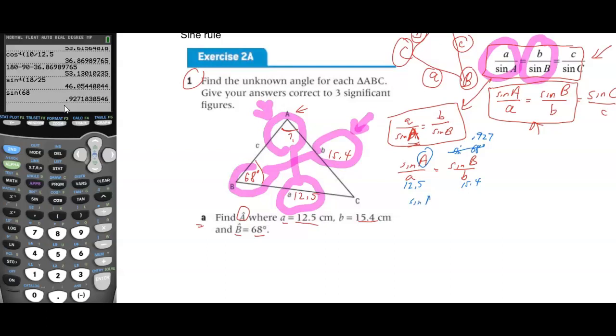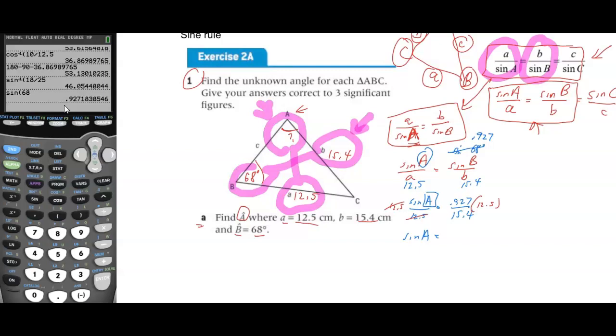All right, so now we have simplified. We have sine of angle A divided by 12.5 equals 0.927 divided by 15.4. Okay, now what we want to do is isolate A. So in order to isolate A, first we're going to have to isolate sine A. So we're going to multiply both sides by 12.5. And if we multiply both sides by 12.5, then you see that the red 12.5 in the numerator and the blue 12.5 in the denominator cancel out. And then we are indeed left with just sine A on the left side. And then we have 0.927 times 12.5 divided by 15.4 on the right.